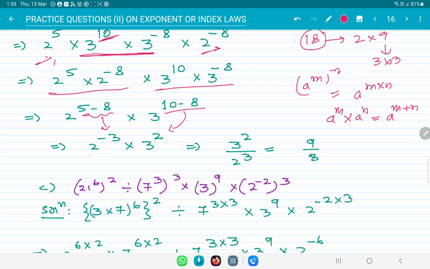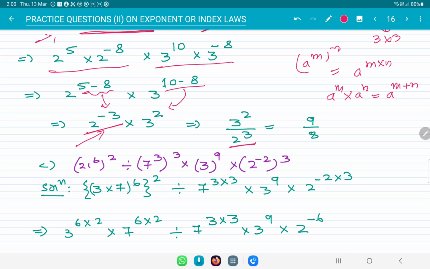Okay. And as we know, we have to write our final answer in terms of positive powers. So positive power will be in the form of 2 raised to the power 3, since this is in the numerator, when it comes to the denominator, the power changes. If it is a plus, it becomes minus, and vice versa. So 3 raised to the power 2 upon 2 raised to the power 3. And since they are small numbers with powers, we can write them as integers also, so this becomes 9 upon 8.